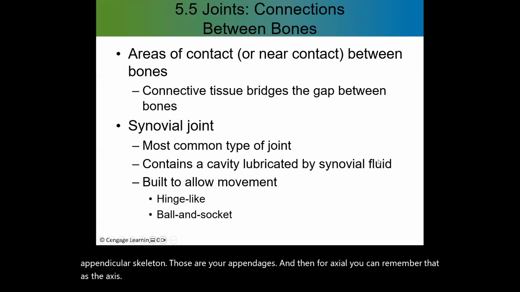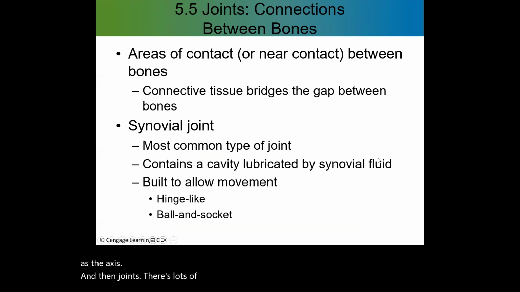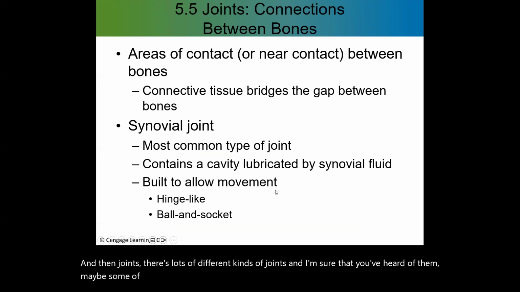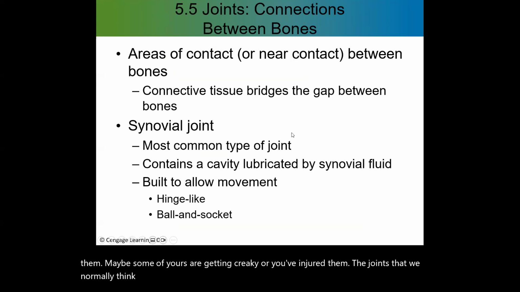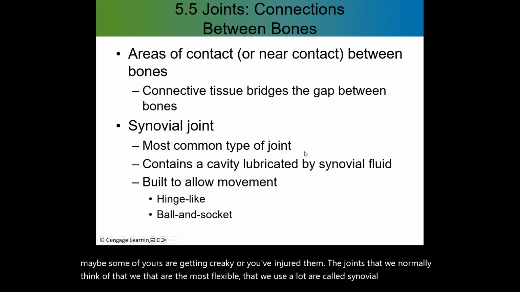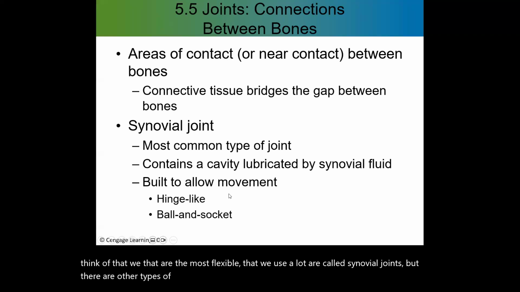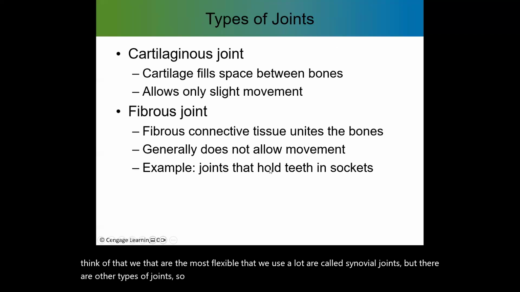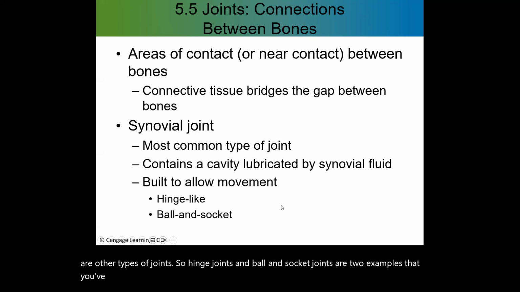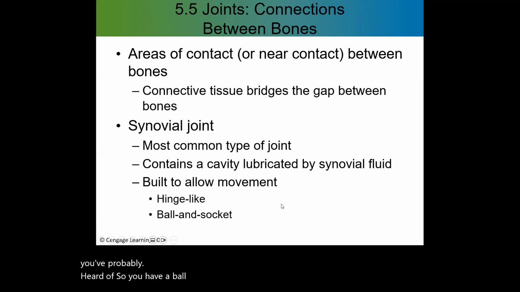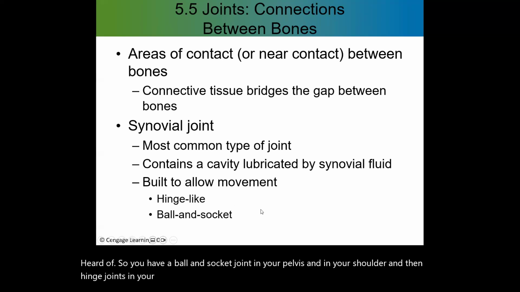And then joints, there's lots of different kinds of joints. And I'm sure that you've heard of them. Maybe some of yours are getting creaky or you've injured them. The joints that we normally think of that are the most flexible, that we use a lot, are called synovial joints, but there are other types of joints. So like hinge joints and ball and socket joints are two examples that you've probably heard of. So you have a ball and socket joint in your pelvis and in your shoulder, and then hinge joints in your elbow and your knee.